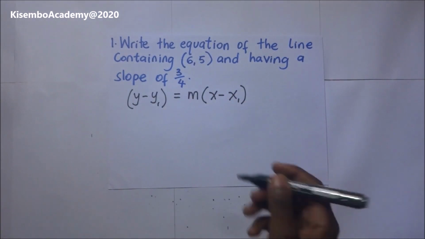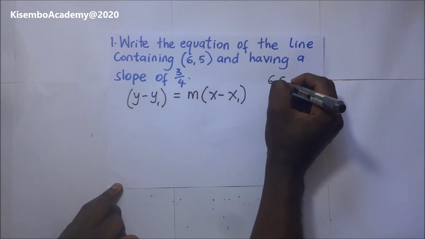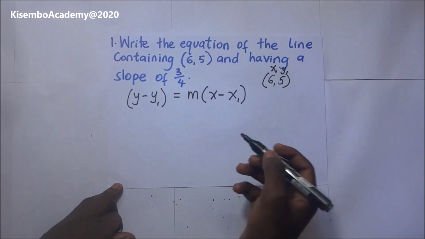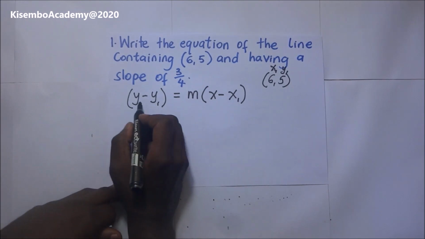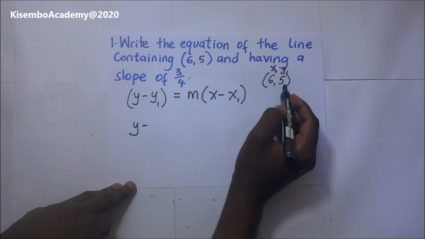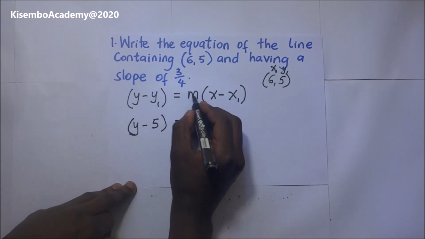For example, in this question, we have (6, 5). So our point (6, 5) becomes our point (x1, y1). And so we're simply going to substitute it in here. It means this is going to become y minus our y1, and our y1 is 5. That is going to be equal to our value of m, which is the gradient.